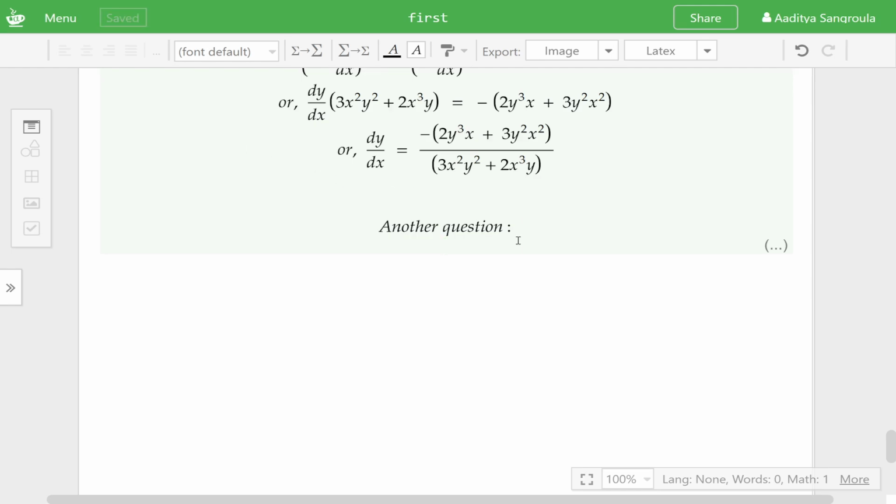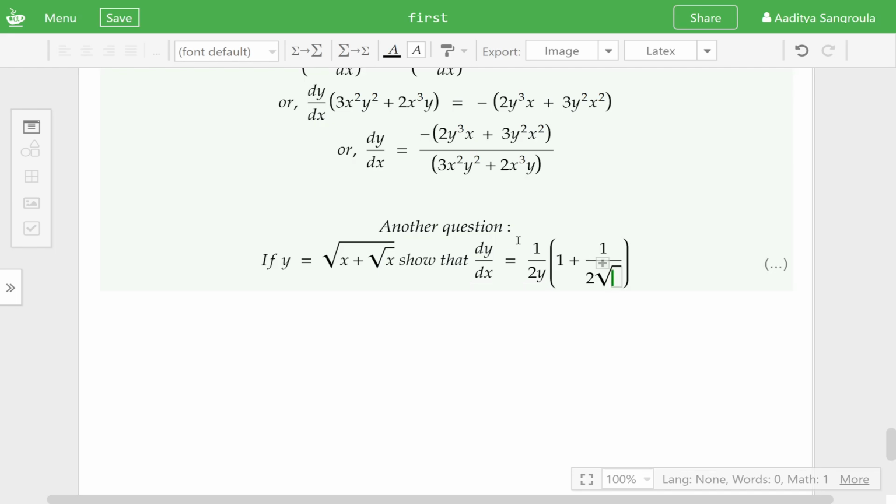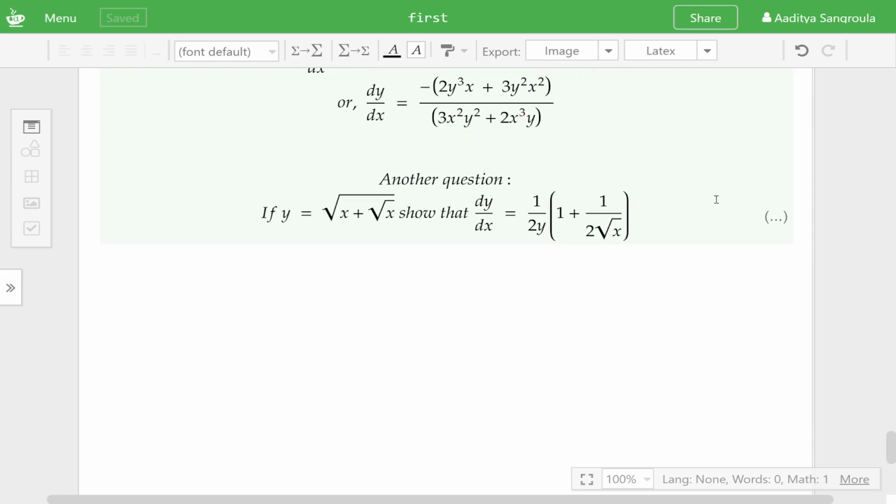Okay, another question is, it says if y equals the square root of x plus the square root of x, then show that dy over dx equals 1 over 2y times 1 plus 1 over 2 times square root of x. So this is what we have to prove, right?